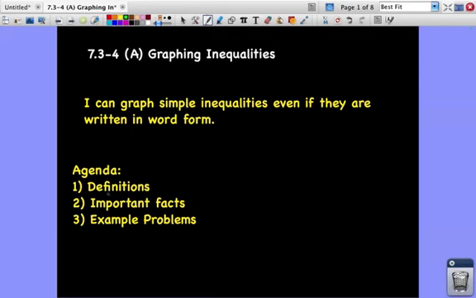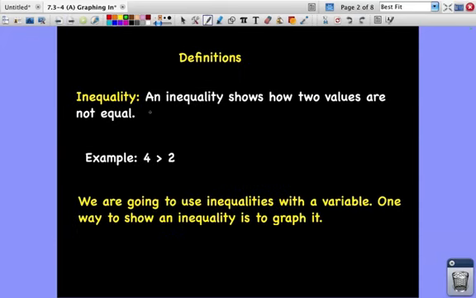Our agenda: we're going to look at definitions, important facts, and example problems. So let's get with it. An inequality shows how two values are not equal. So for example, 4 does not equal 2. 4 is greater than 2. It is greater than 2 right here. So that is a symbol of an inequality. You have your greater than, greater than or equal to, less than or equal to.